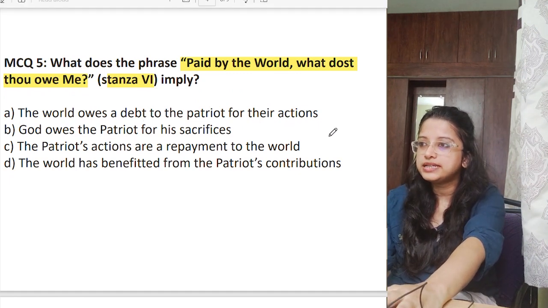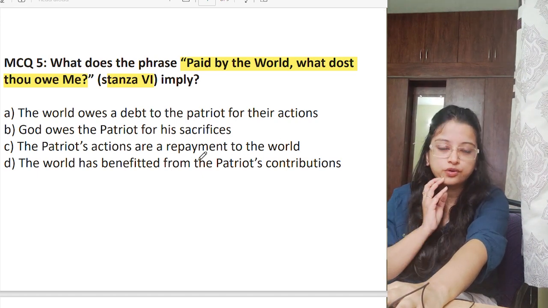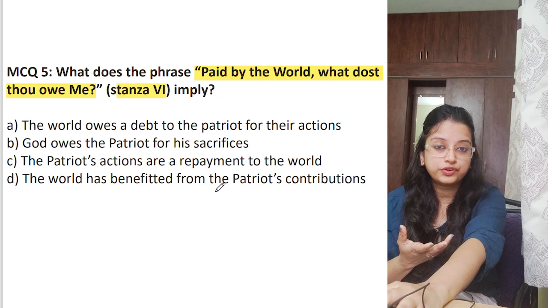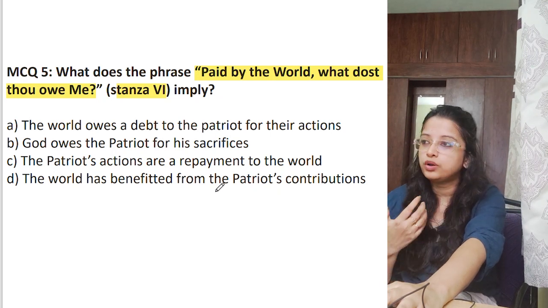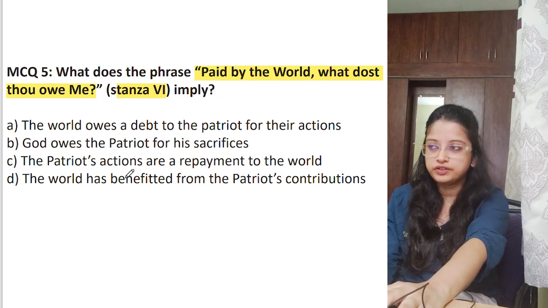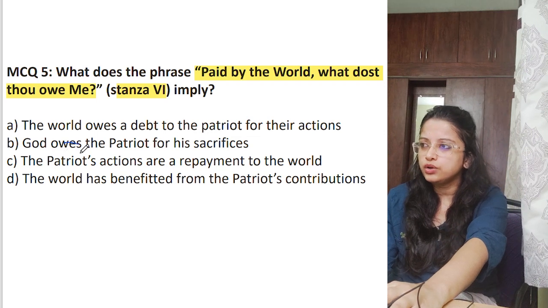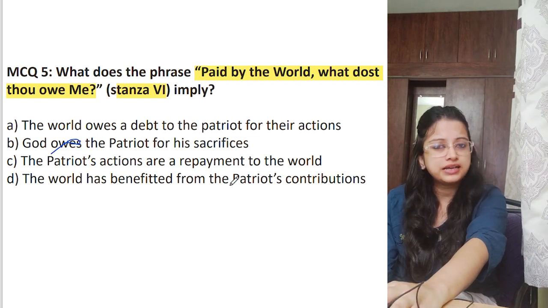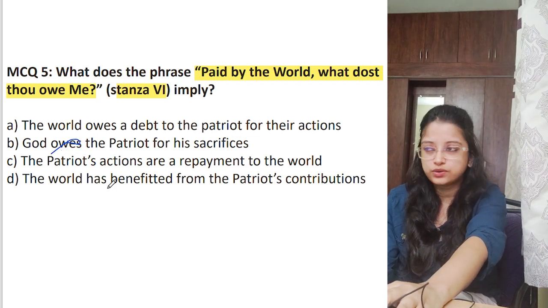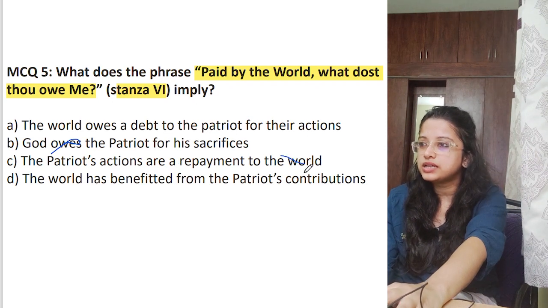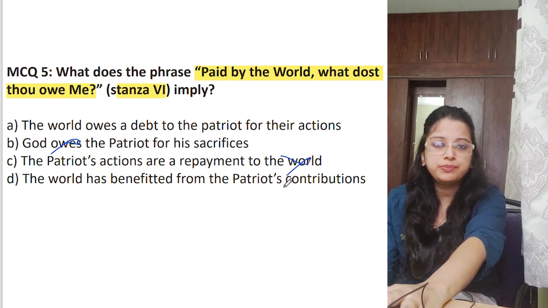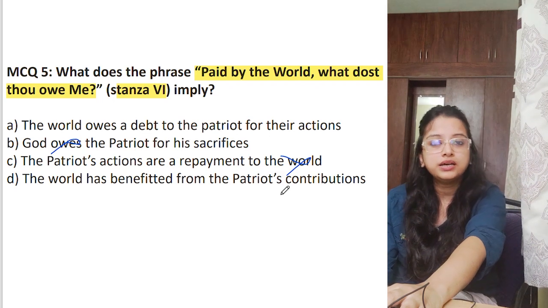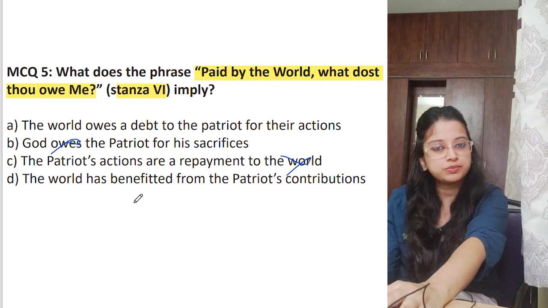The world owes a debt to the patriot for their actions. That means the world needs to be sorry for what they have done. They have not done the right thing, so they owe a lot of debt to the patriot. They have to give it away. God owes the patriot debt? No, God hasn't done anything, so he does not owe any debt. The patriot's actions are a repayment to the world. Why will he repay? He had done what he could do, but the people could not understand him. So option C is incorrect.